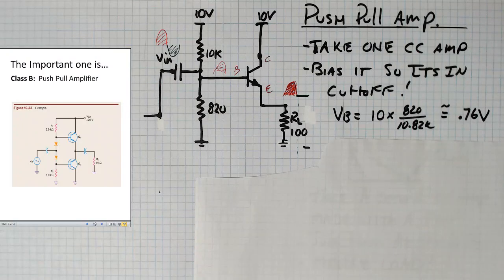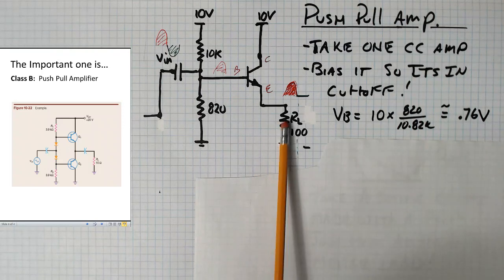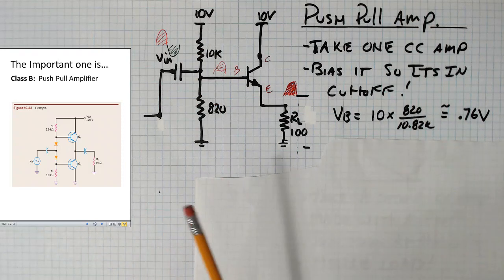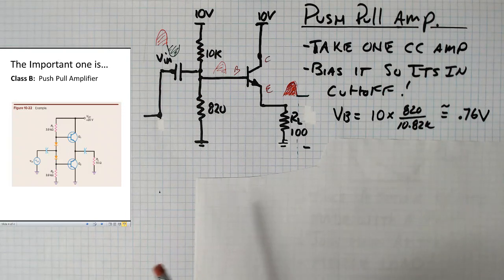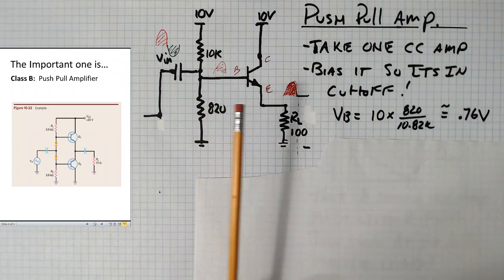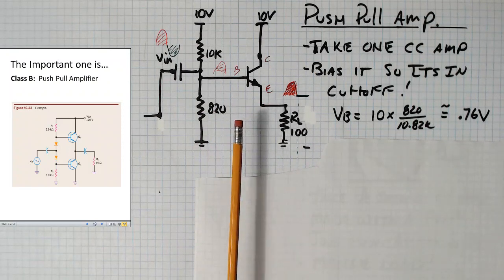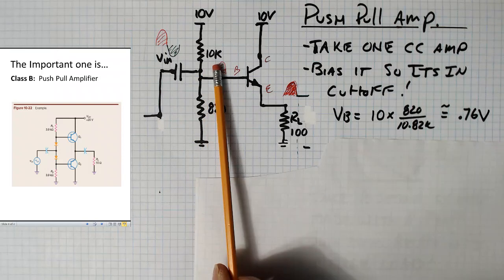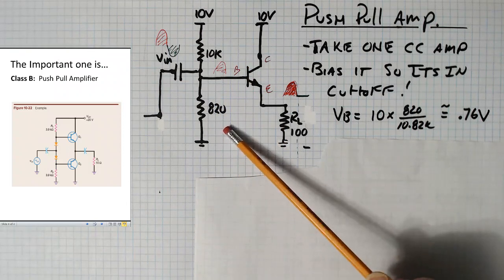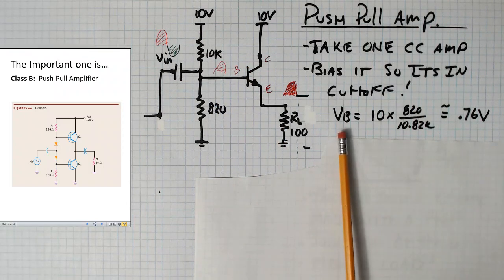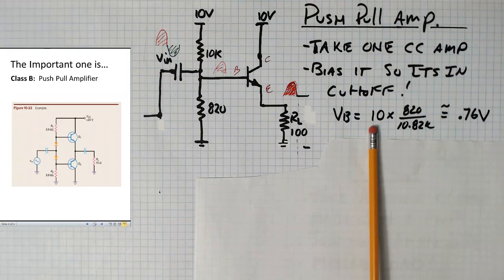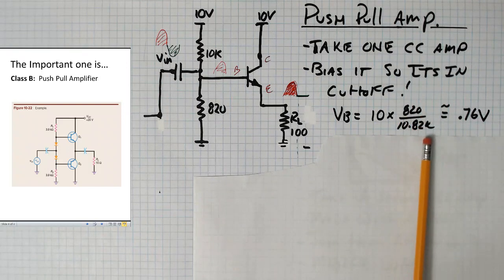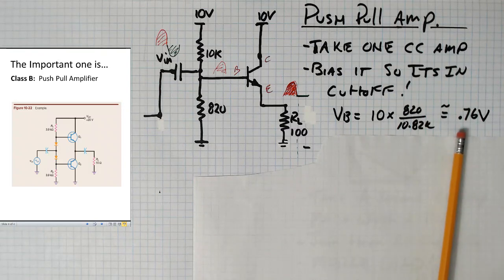How you make a push-pull amplifier is you start off and you take one common collector amplifier. So here's a common collector amplifier which we've looked at in class, and this one's done with an NPN transistor. What you want to do to make a push-pull is bias the common collector amplifier so it's really in cutoff. Here, for example, I have a 10k ohm resistor and an 820 ohm resistor as my biasing resistors. If you do the math, the base voltage would be about 10 times 820 over 10.82k, which comes out to about 0.76 volts.